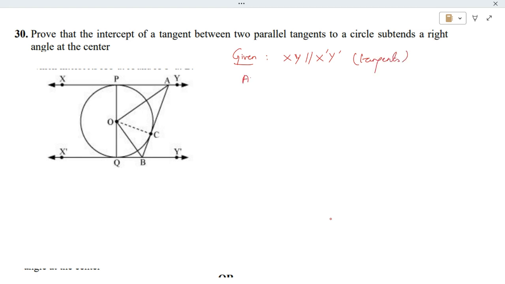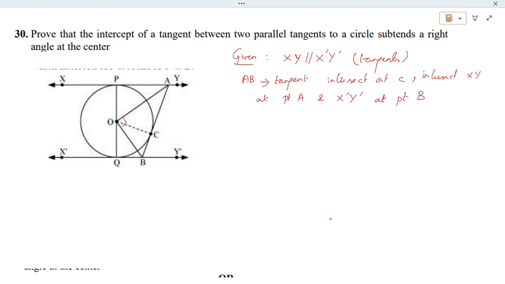And AB is another tangent to the circle which intersects at point C, and also intersects XY at point A and X'Y' at point B, isn't it? So they are asking me to prove that the intercept of a tangent between two parallel tangents to a circle subtends a right angle at the center.